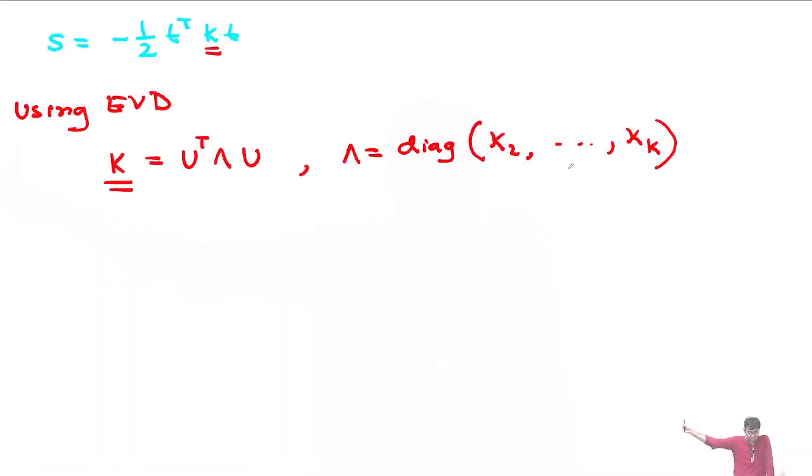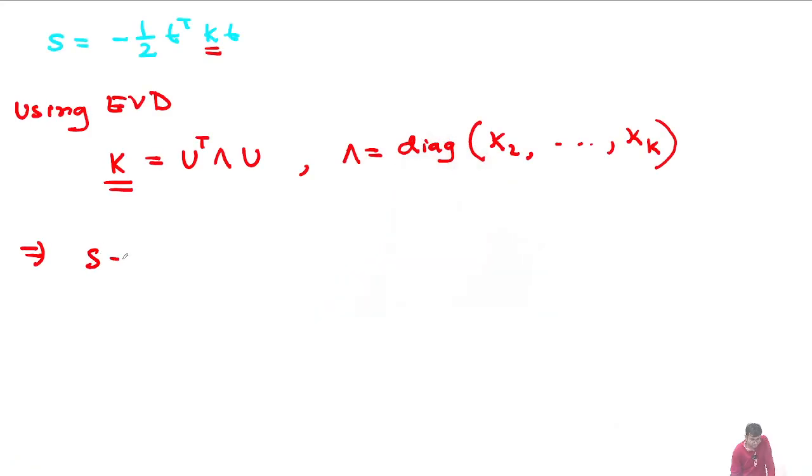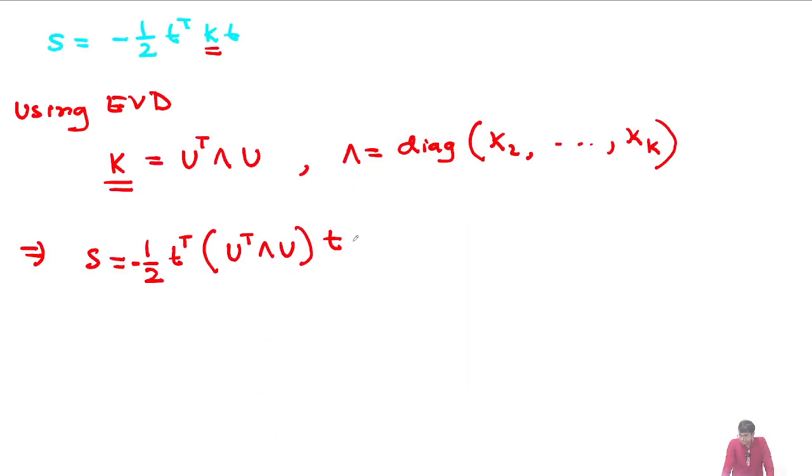Clear, right? Okay. So now substitute this thing into the S. What will you get? S will be equal to now minus half T transpose, and now instead of K I will write lambda u T.